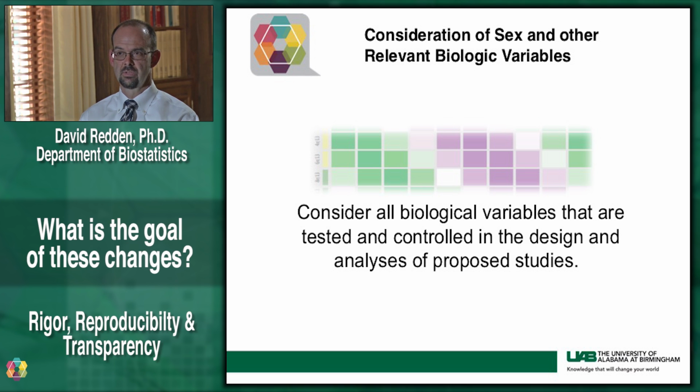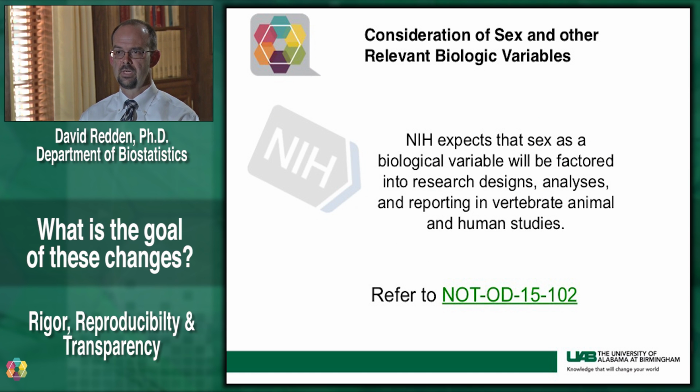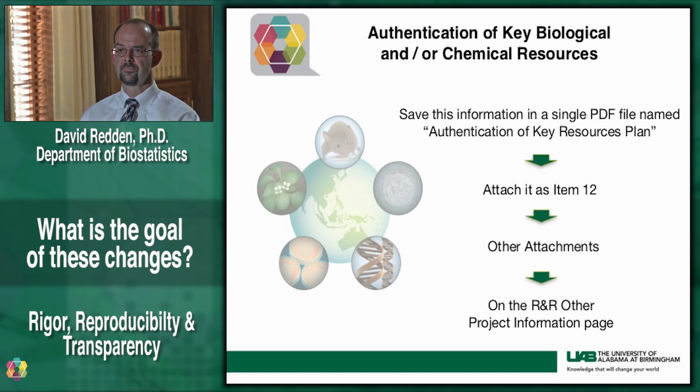both sexes in the experiment. Also, biological variables would be age. These things have to be accounted for in the study. If you're studying human subjects, you would also account for race. Those are examples of biological variables that you must account for. And if you're not covering both sexes or all races or all age groups, there needs to be some justification provided. The other one is authentication of chemical resources, cell lines.